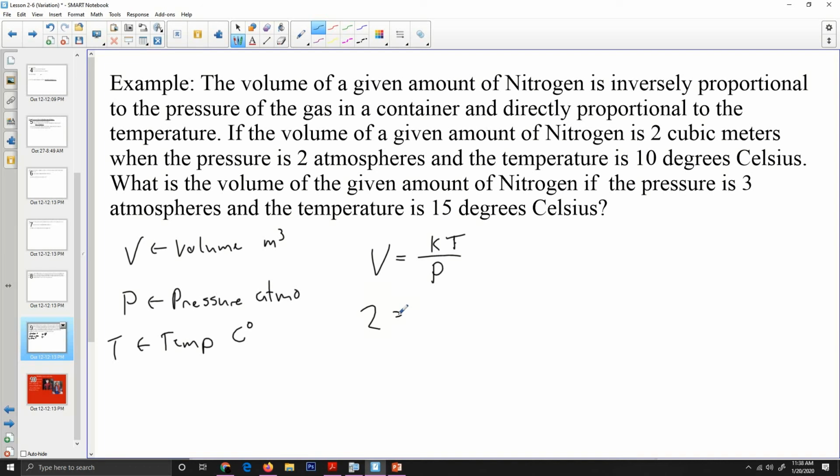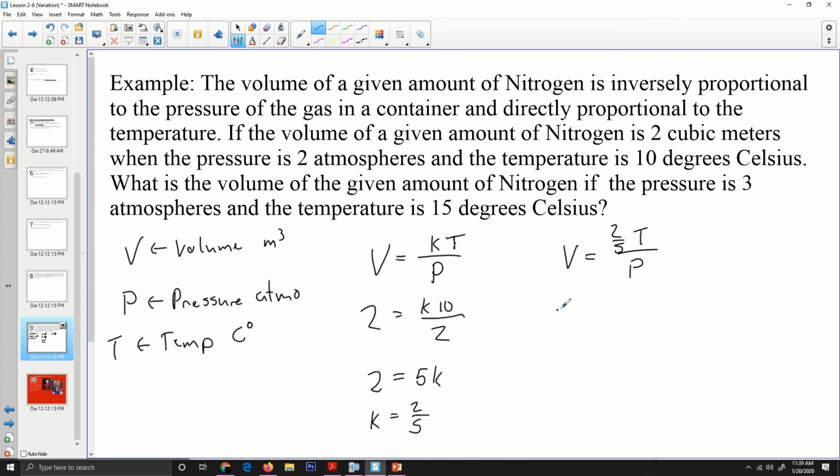So 2 equals 2K when the pressure is 2 atmospheres and 10. So I can reduce this and we'll make it 2 equals 5K. That means K will equal 2 over 5. All right. And so our new equation is V equals 2/5 T over P, and I assume that we could simplify that further, but this isn't asking for an equation. It's just asking for us to figure out what the values are.